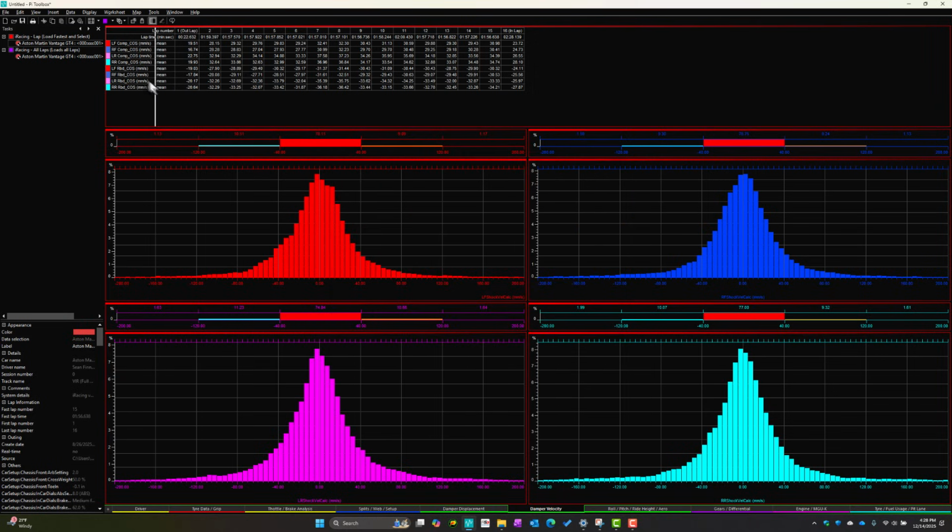And then on the top here, this is pretty cool. So they've gone ahead and set up channels to represent compression and rebound. Compression is just values greater than 0, rebound is less than 0, but now you can look across your session, across your laps, and basically say for each corner of the car, how much time am I spending in compression? How much time am I spending in rebound?